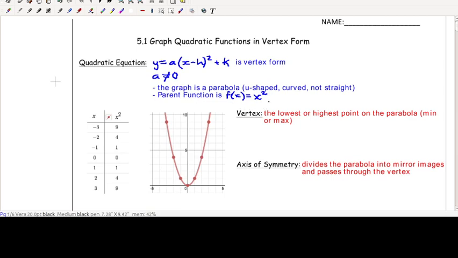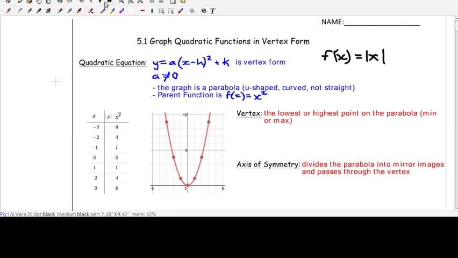The parent function, before any transformations happen to it, is f of x equals x squared. So just like with our absolute values in our last unit, where we started out with a parent function of f of x equals absolute value of x, and then we changed that up, flipped it, moved it, we're going to look at exactly those same ideas with the quadratic function.